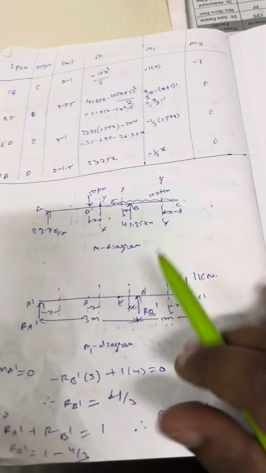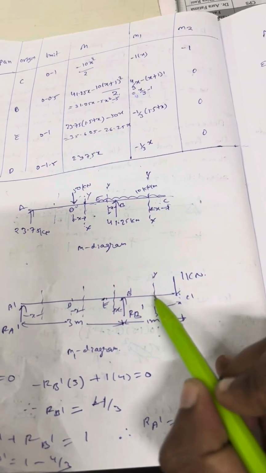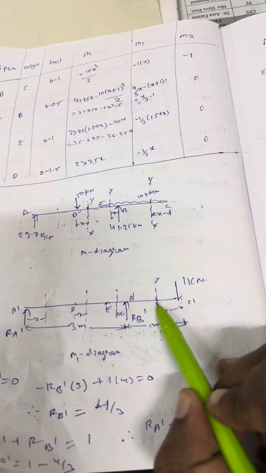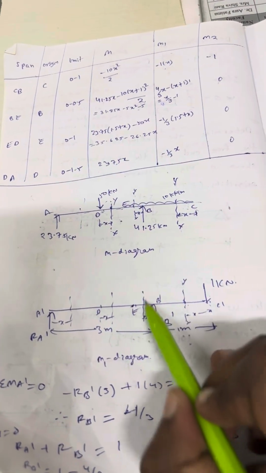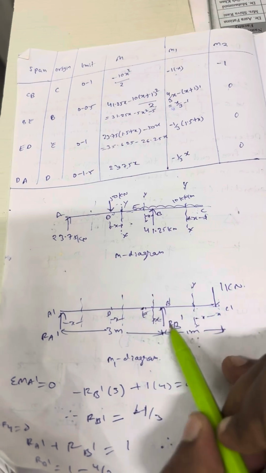Next, m1. For this diagram, the same procedure. I am taking moment here, 1 into x. Next I need to take between these two, this into perpendicular distance, this into perpendicular distance.